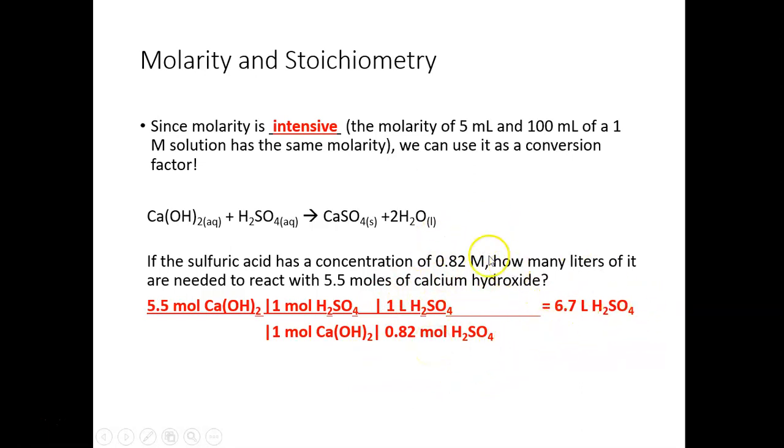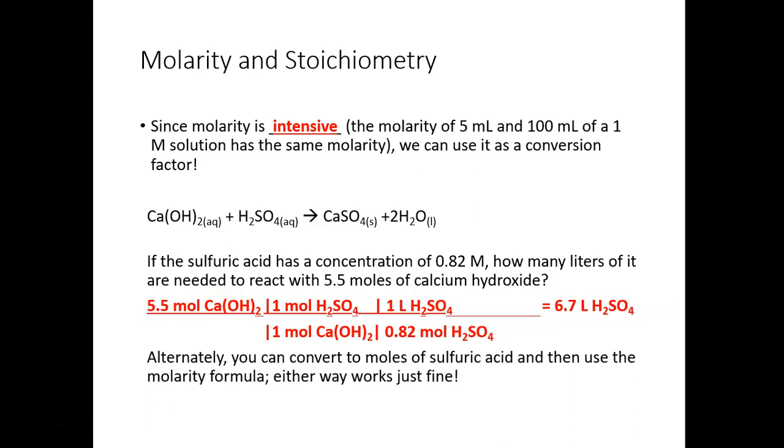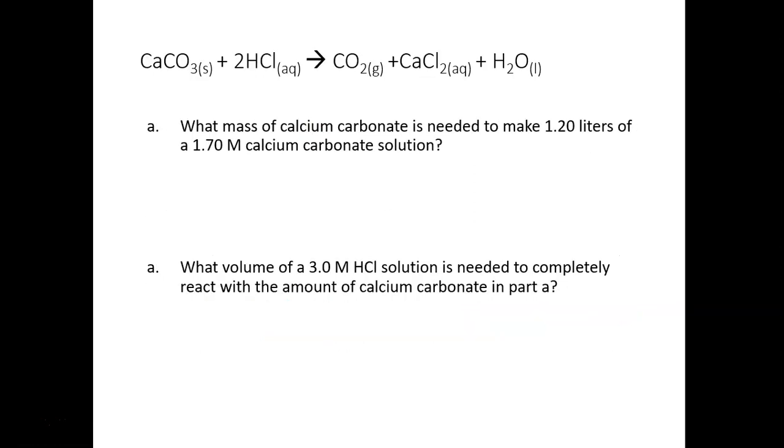Because if it's 0.82 molar, that means that there are 0.82 moles of sulfuric acid for every 1 liter. So the 0.82 goes with the moles, and that's per 1 liter. Now, people sometimes have a really hard time using molarity as a conversion factor. So if you prefer, you could just use dimensional analysis to convert to moles of sulfuric acid and then use the molarity formula, since you know the molarity and the moles. Either way works just fine. It's a matter of personal preference.